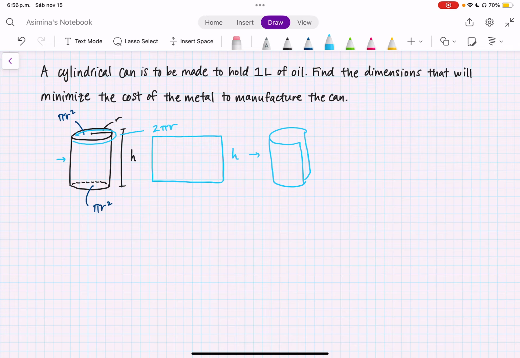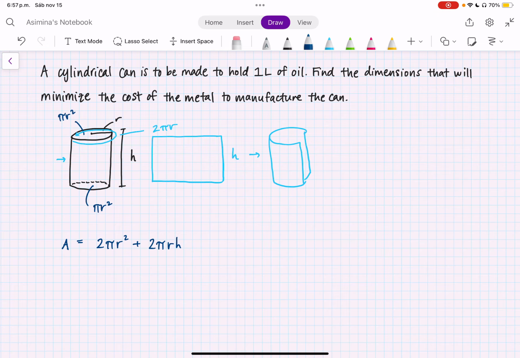Okay. So now let's put this all together. So what's the area going to be? It's going to be the top and the bottom circle. So 2 times pi r squared plus 2 pi r h. Great, so we have an equation for the surface area of the cylinder, but we have it in terms of 2 variables, the radius and the height. We want this equation to be in terms of 1 variable, the radius. So let's try to find a way to express the height in terms of the radius.